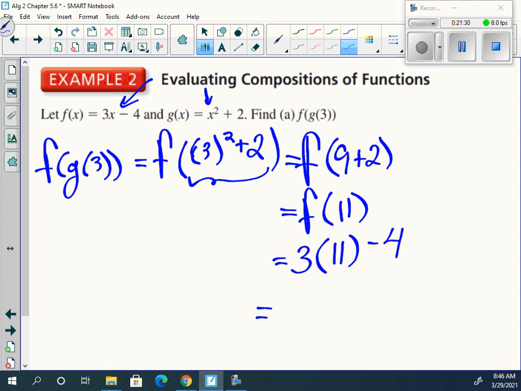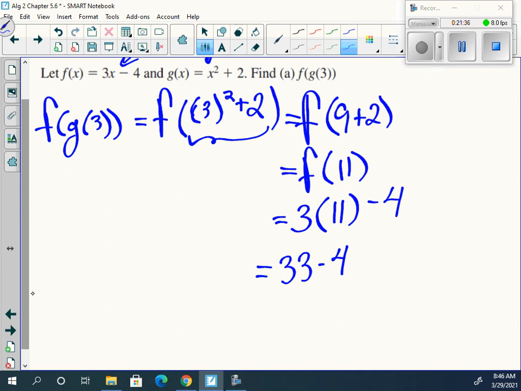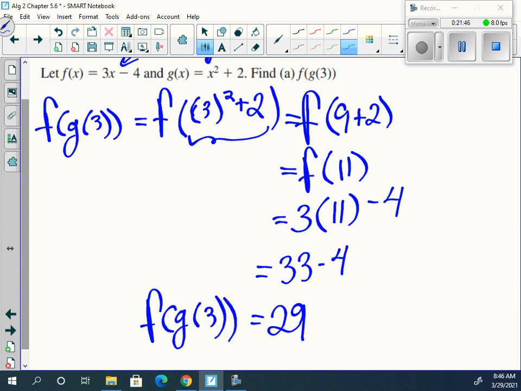So 3 times 11 is... minus 4. So f of g of 3 is 29.